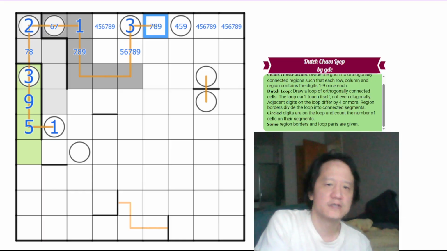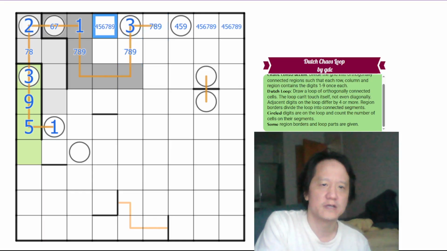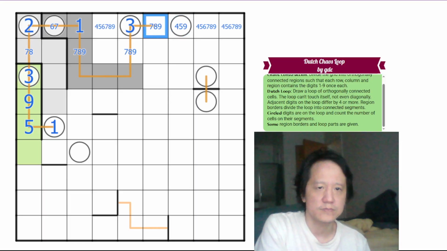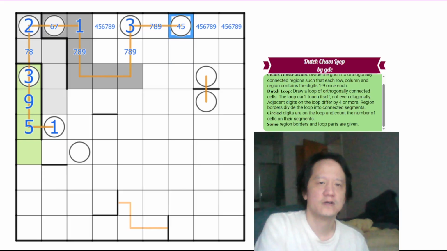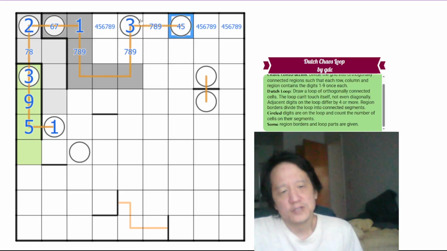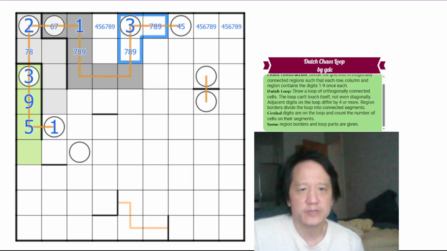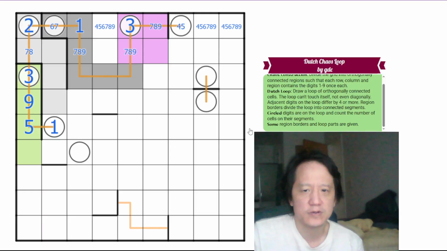That leaves this as 7, 8, 9. This is a high digit, so it must be next to that. So this has to be 4, 5. This is 3, so it has to be these 3, and it has to be its own region, and it has to get out. This is a boundary here. Ugh, we still run into the same problem. This is a boundary here.